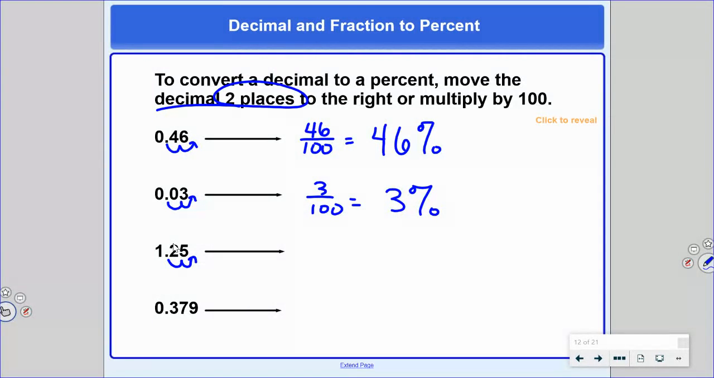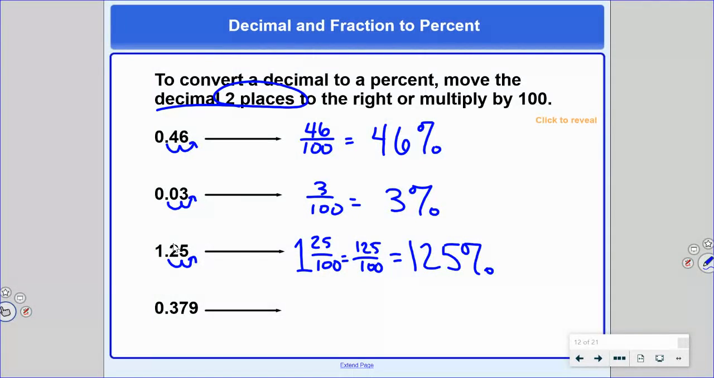Shortcut, but you better not do a shortcut unless you really understand it. Shortcut, why though? Why is this 125%? Because this literally is 1 whole and 25 hundredths, which can be rewritten as 125 hundredths, which then shows you why it's equal to 125%.